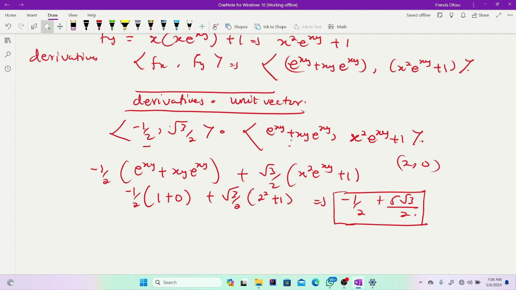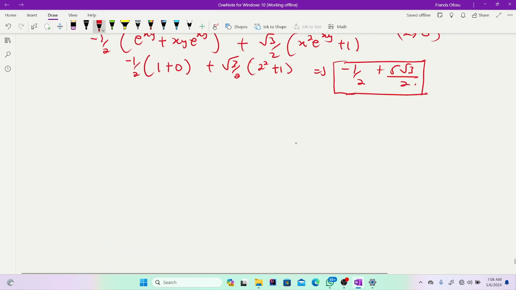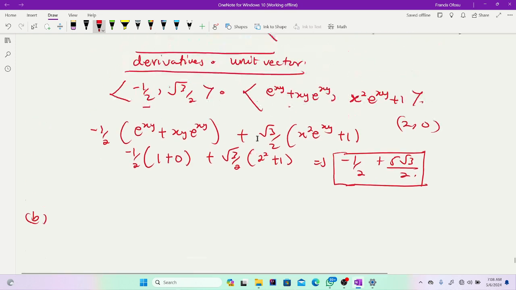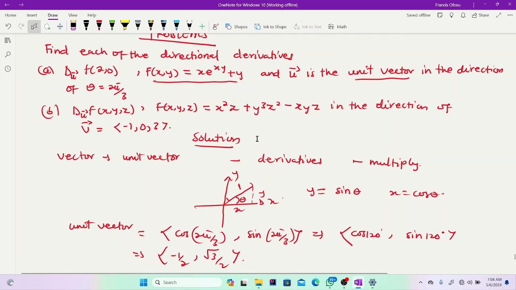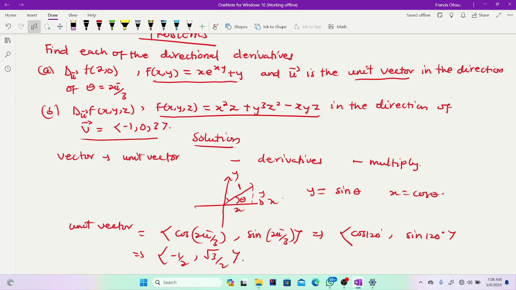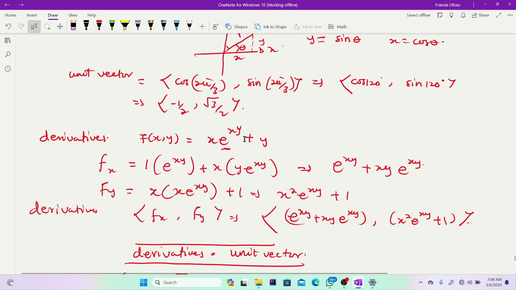So take note of how to solve for directional derivatives. And in this problem, they were given an angle, not a vector. So let's see the second problem. Problem B, we were given this function here. We're given the function f of x, y, z to be this, and here we're given a direction vector. So let's see how we solve this one.